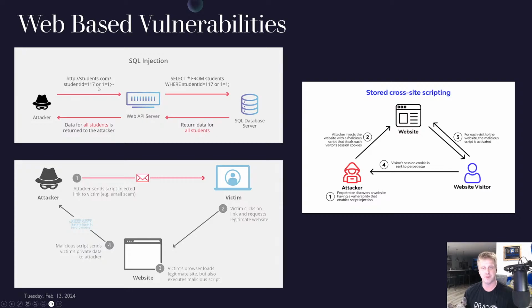But if you don't have a password for it or something like that, you use a function like the 1 equals 1, which is true. It will dump every record from the database. So the attacker puts that in, it goes through the application programming interface, goes to the SQL database server, and then that 1 equals 1 causes it to dump all the data for all the students in that particular database. So the attacker can see everything that is affiliated with it.